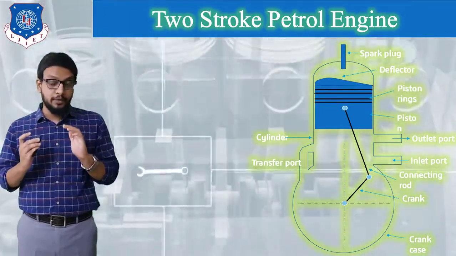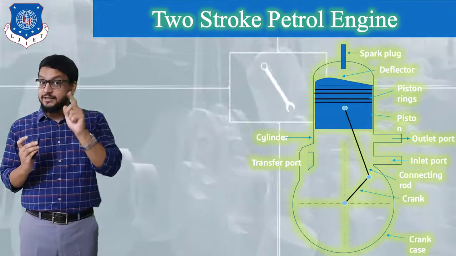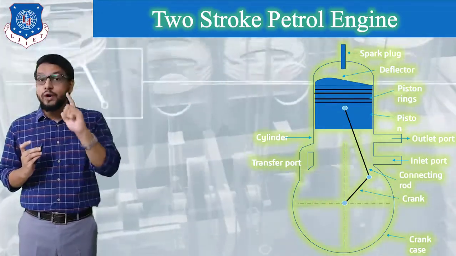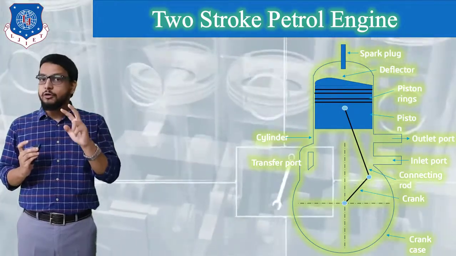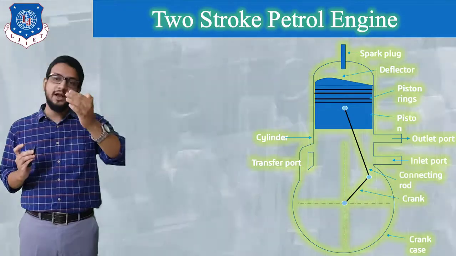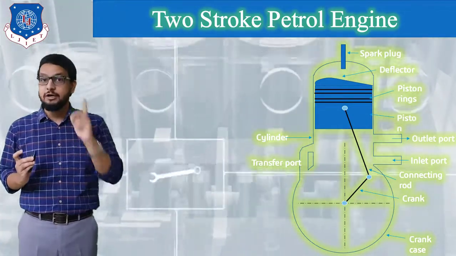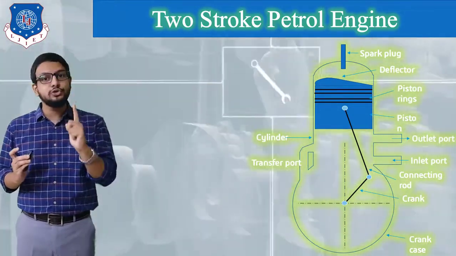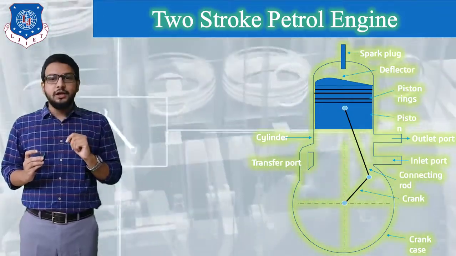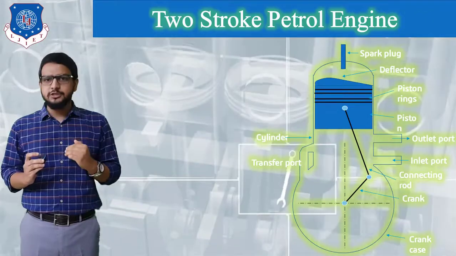if you remember, right? Whereas in this case, in one stroke, two processes will be performed. One process on the top side of a piston, another process on the bottom side of a piston. Remember that in one stroke, two processes are going to be performed. Now let's see the basic construction of this petrol engine.